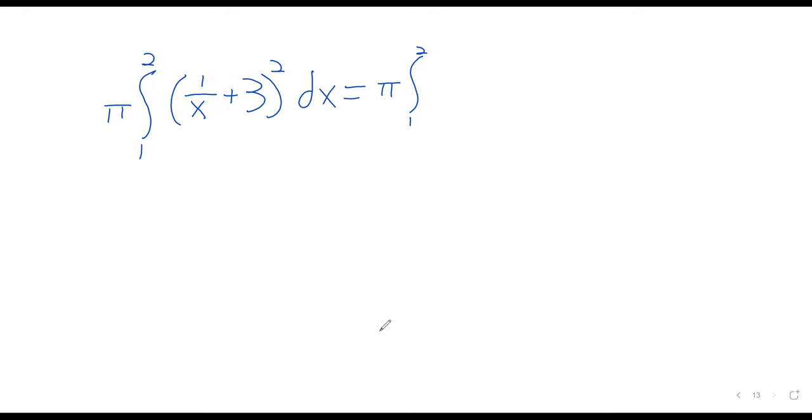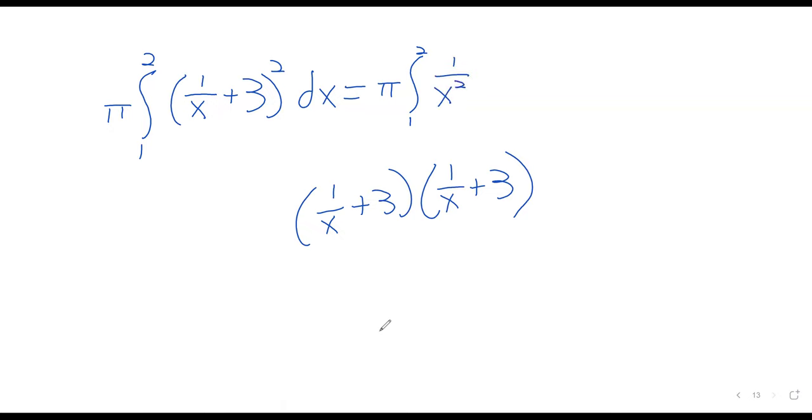Now, it's not very exciting or glamorous how we're going to tackle this. We're going to FOIL that out, and then we'll have a bunch of terms whose integrals we can take. So we'll have 1 over x times 1 over x. That's going to give us 1 over x squared, 1 over x times 3, and another 1 over x times 3. So 6 over x and 3 times 3 is 9.